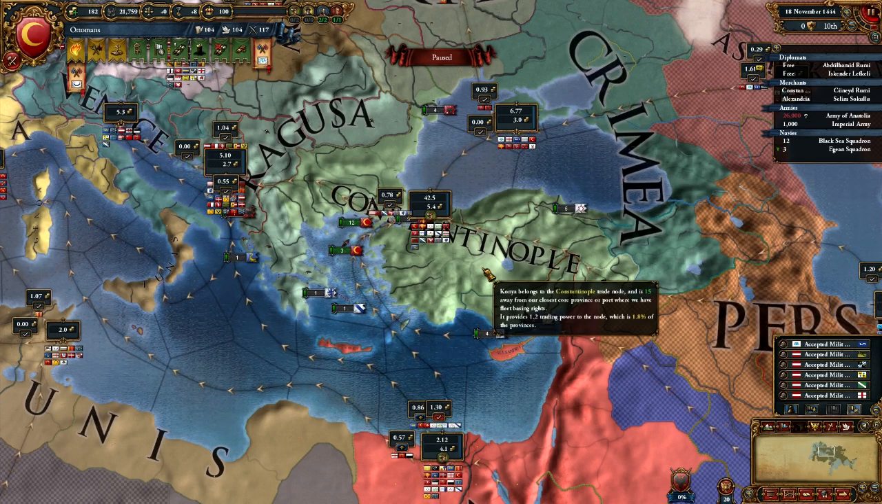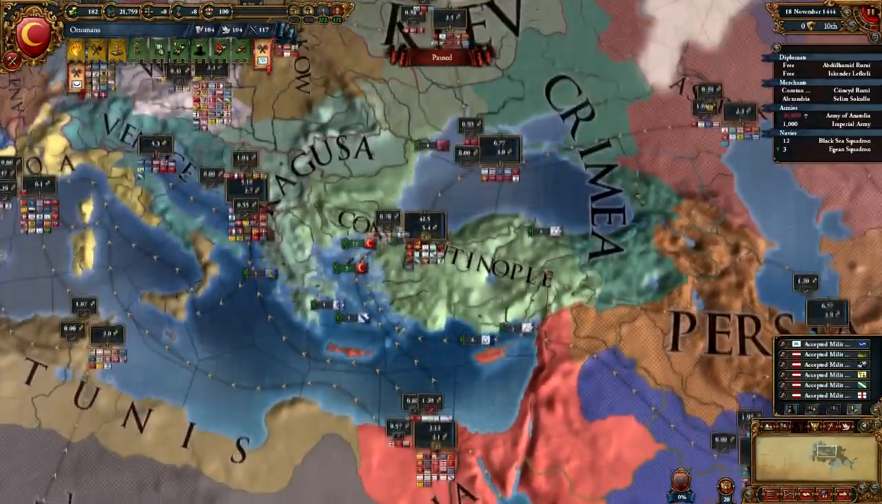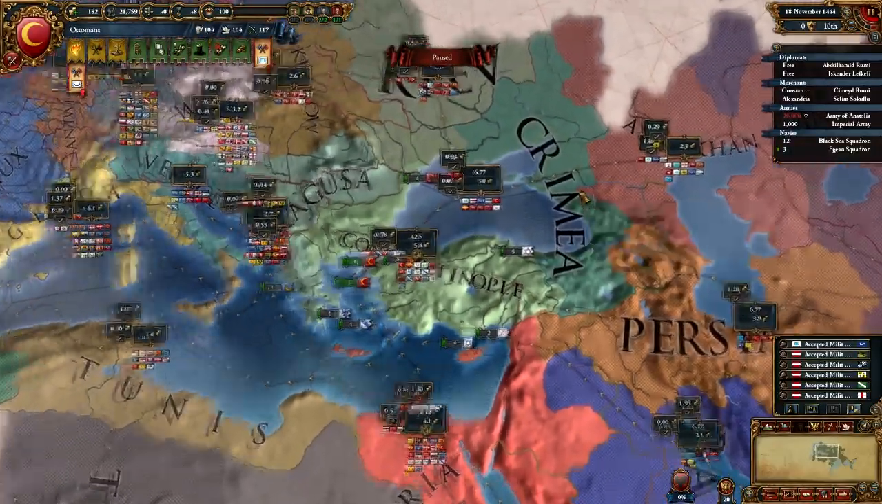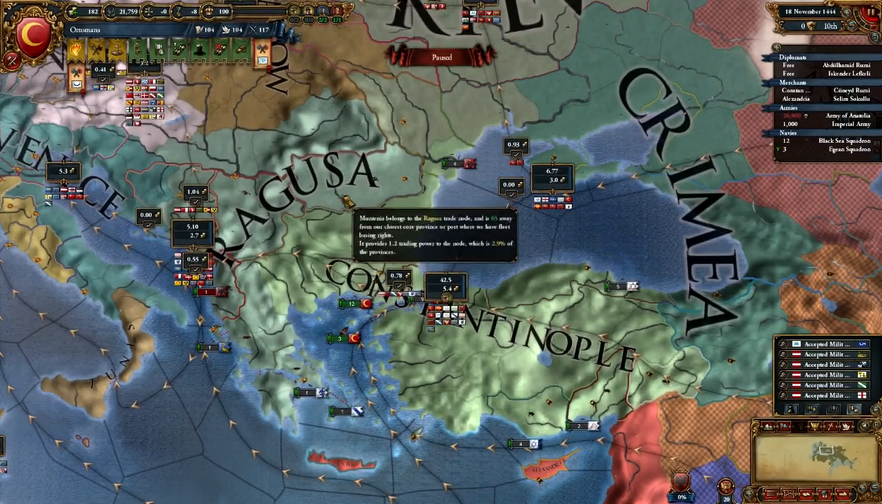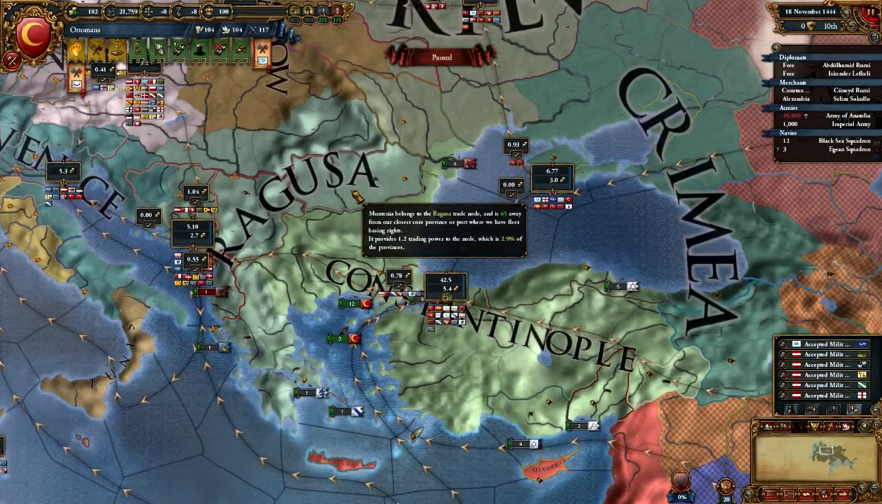Alexandria and Crimea are very good targets. Ragusa can work, however you're starting to nudge into Western Europe there, and Western Europe has better armies than you, so that's a risky move.